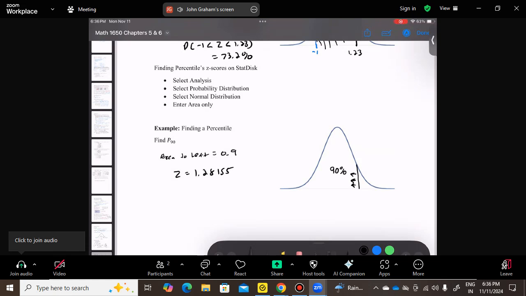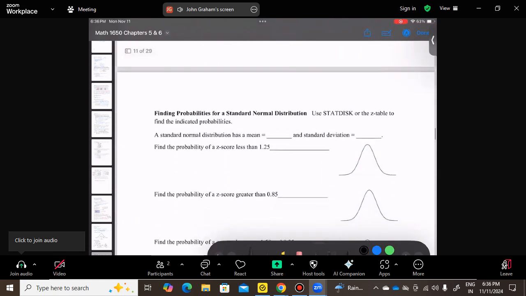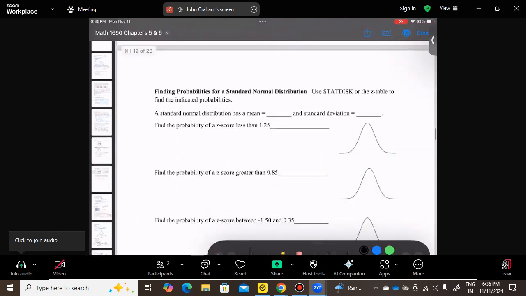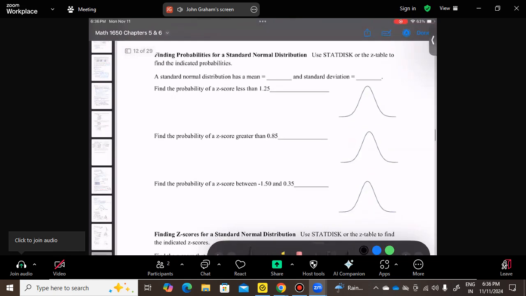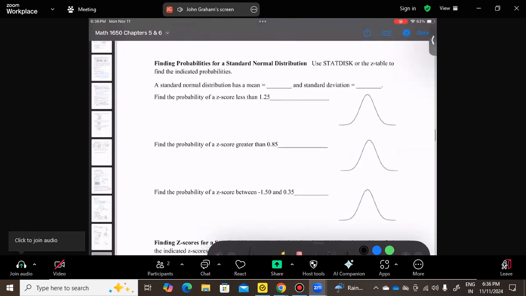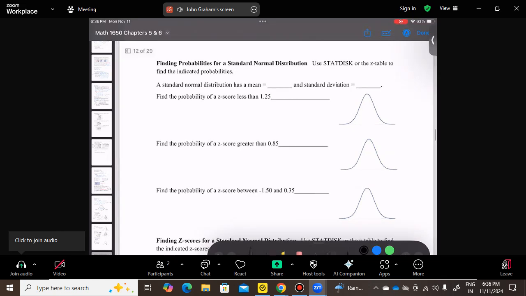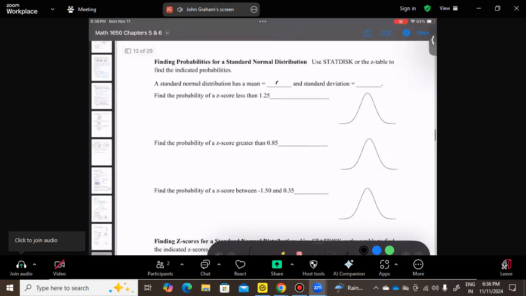So let's go through some more examples with this. Again, we're finding the probabilities for a standard normal distribution. Mean is 0, standard deviation is 1. Okay, so with the mean at 0 and standard deviation at 1, z equals x. Alright, so we want to find the probability of a z-score less than 1.25.